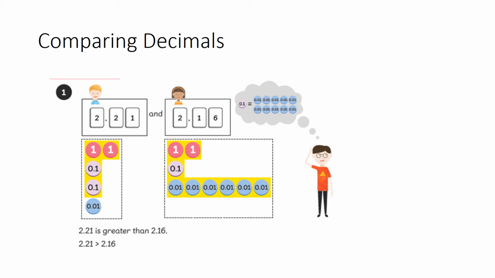Hello, we're carrying on with comparing decimals like we did yesterday. I'm hoping it's going to be quite straightforward because we've already looked at the tenths and the hundredths. All we're doing today is just adding the ones column.